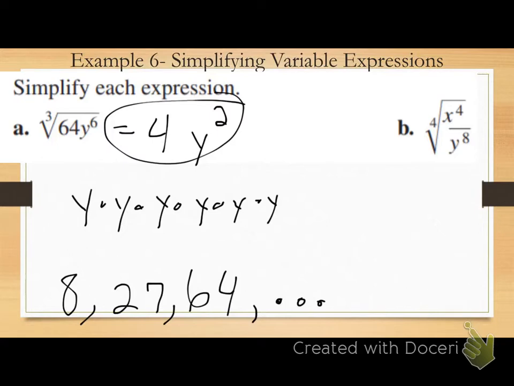So am I looking for pairs, triples, quadruples? Triples, I'm looking for groups of 3, because it's the cube root, right? Oh, okay. Does that make sense? Forgot about that.